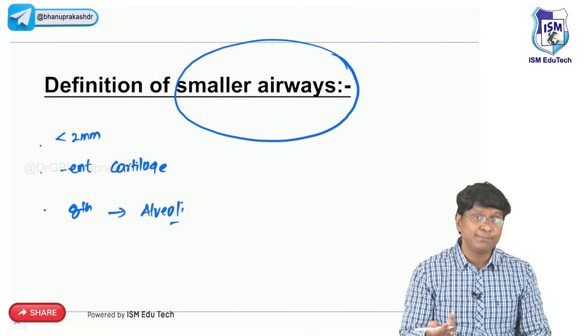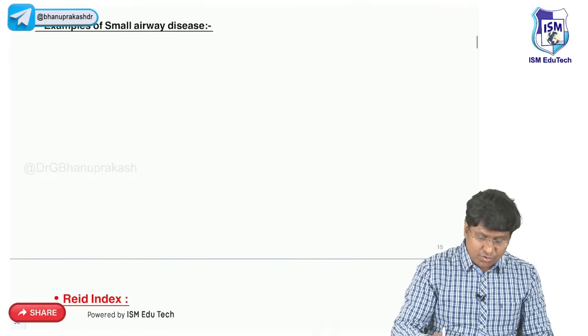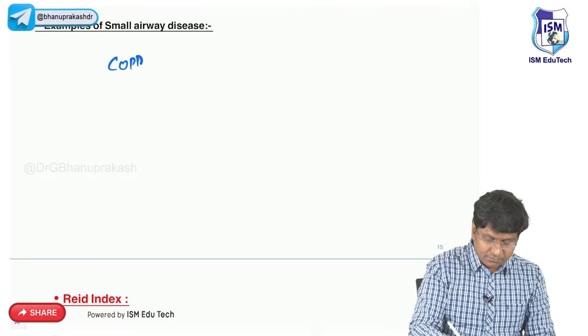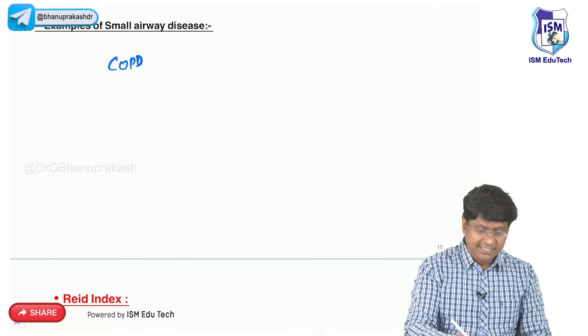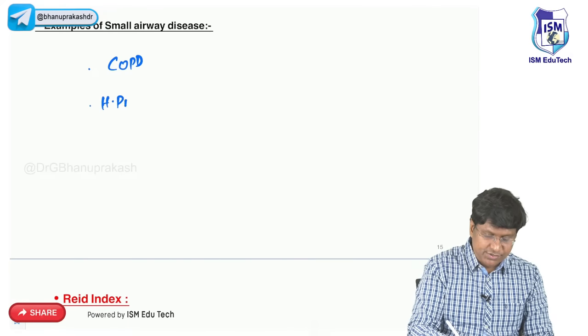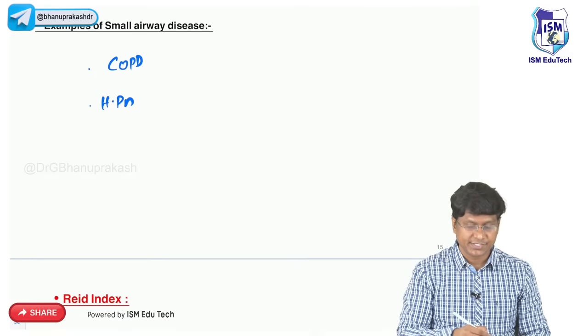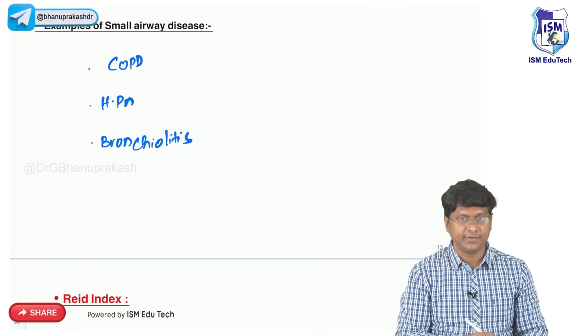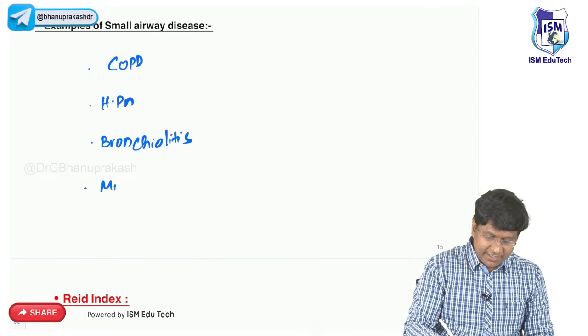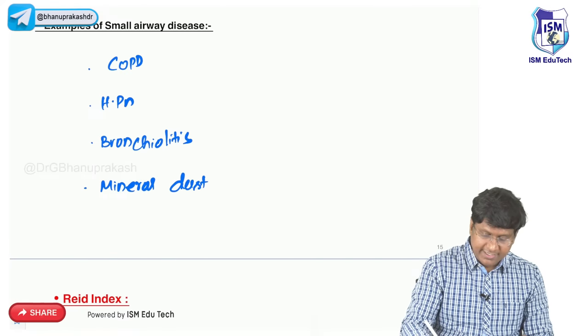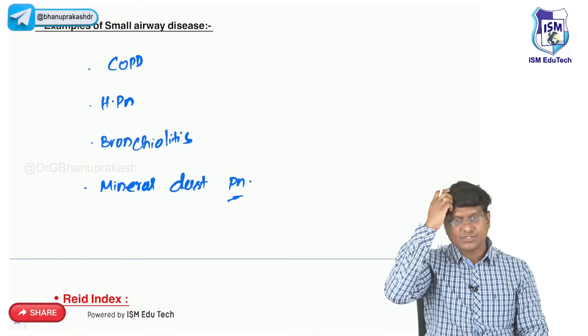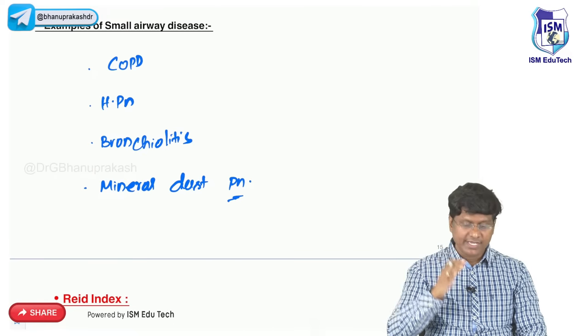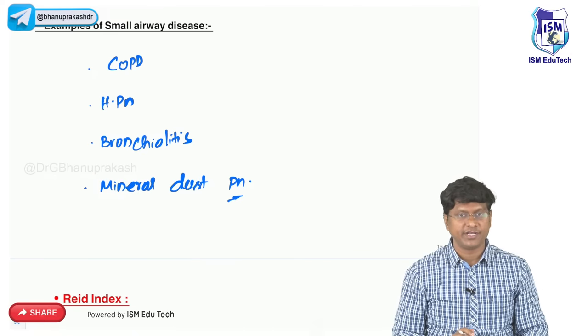Now, what are the examples of smaller airway disease? It is not only COPD. There are many other conditions like hypersensitivity pneumonitis. That is also a smaller airway disease. Then bronchiolitis, that is also a smaller airway disease. Then mineral dust pneumoconiosis, right? That is also a smaller airway disease. Okay? So these are the examples of the smaller airway diseases.